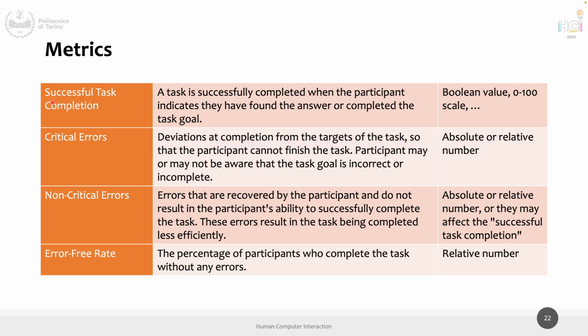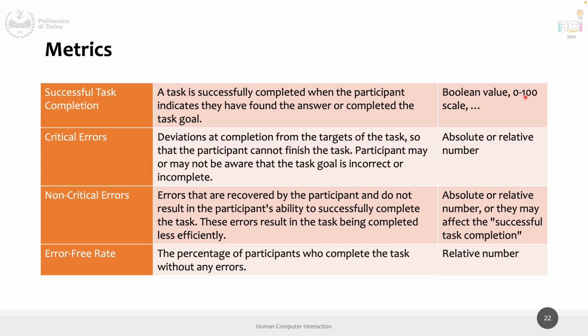So we have typically successful task completion, which says whether a task is completed or not. If a task is completed, it means that the participants have found the answer or completed the task goal according to their opinion. And this could be Boolean, true or false, is it successfully completed or not. Or it could also be on a scale between 0 and 100 or 0 and 10, in case you want to say that this task maybe has been completed, but with some minor error that doesn't prevent the completion of the task.